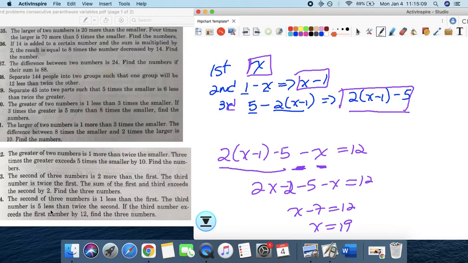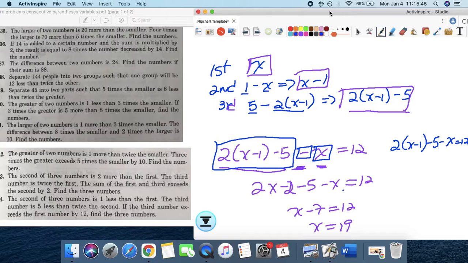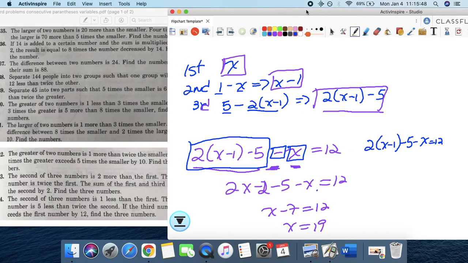Now, my linear equation comes from the sentence: the third number, which is here, exceeds the first, which is x, and equals 12. Good. So, again, I'll write it. That's the equation. Minus x equals 12. Okay, and x equals 19. Right, so hopefully that didn't cause too many problems. Okay, but there it is.